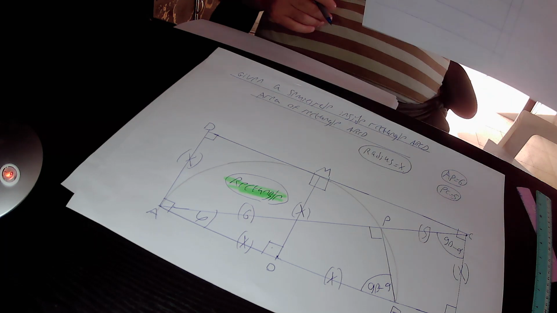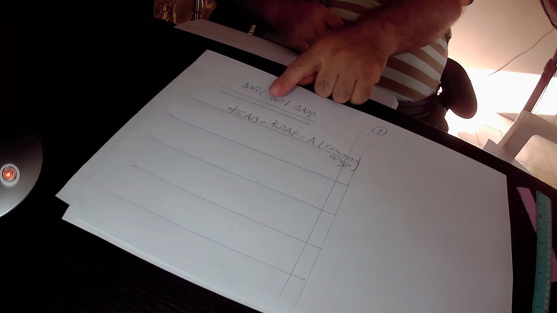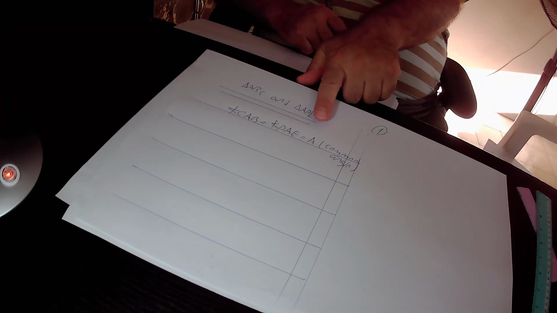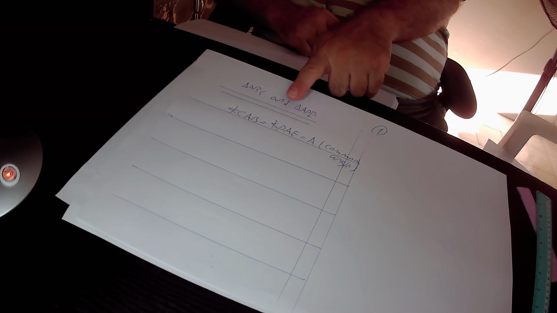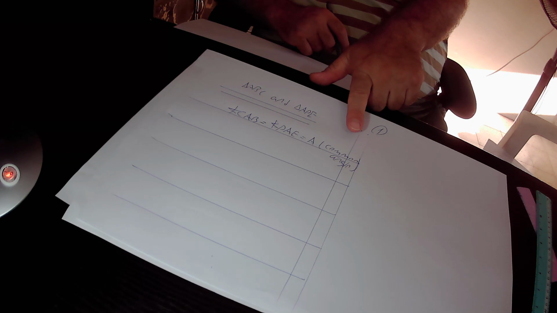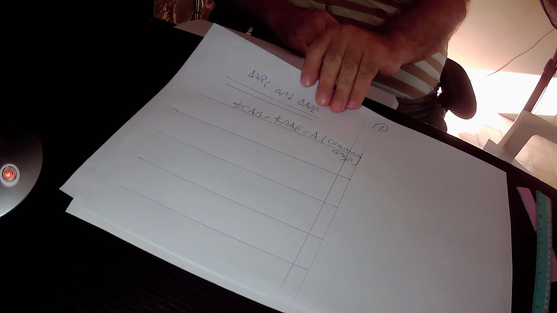So repeat again. This equation means that angle A equals itself. We just called angle A two different names. Angle A equals itself, a common angle that belongs to both triangles.